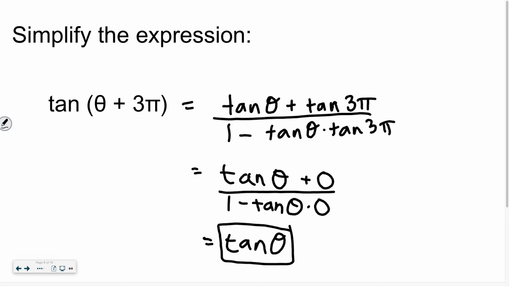And again, that's one of those what we call co-function identities, or the idea, if you think about it visually, of taking a tangent graph and shifting it, in this case, left 3 pi, it just maps onto itself. It's the same tangent graph.